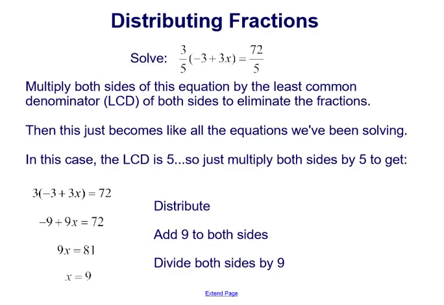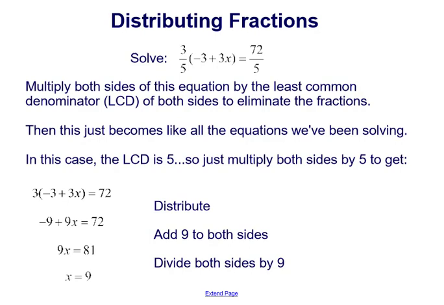Now, some equations have fractions, but they also have where you have to use the distributive property in order to solve for the variable. So before you distribute, you want to multiply both sides of the equation by the least common denominator, or LCD, of both sides to eliminate that fraction. So when you're doing the distributive property, you only have to multiply with the whole number, or an integer. So that would become more like all the equations we've been solving in the past.